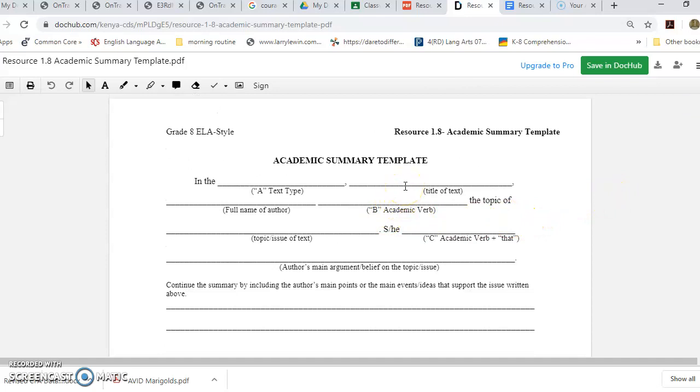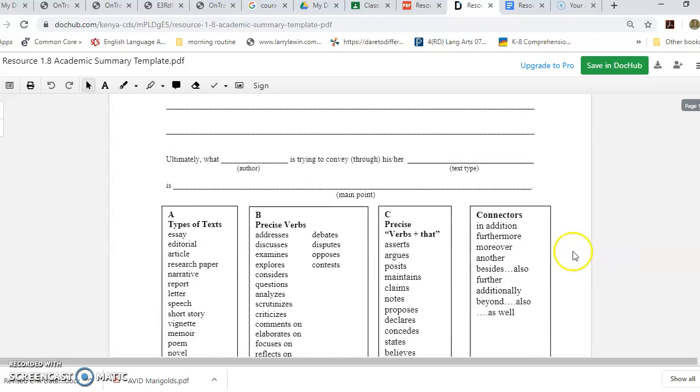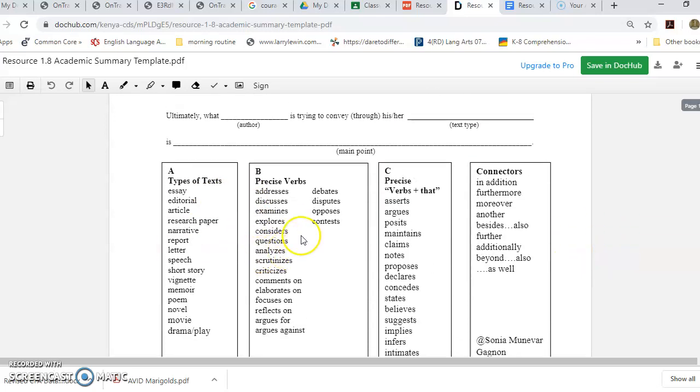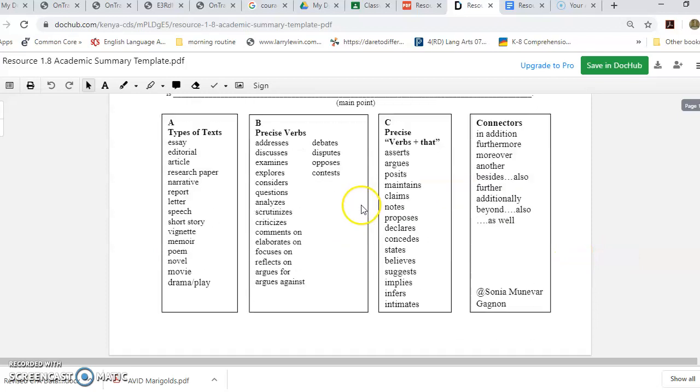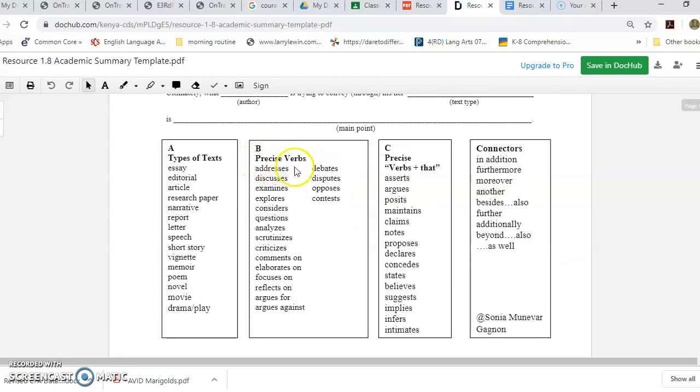Well, what is the title of the text? The title of the text is Back from Home, Back from War, but Not Really Home. Then what is the author's full name? Now you're going to write Carolyn Alexander, right? And then we talked about academic verb. Academic verb, part B, right here. The precise verb. What is she doing? Is she discussing? Is she addressing something?